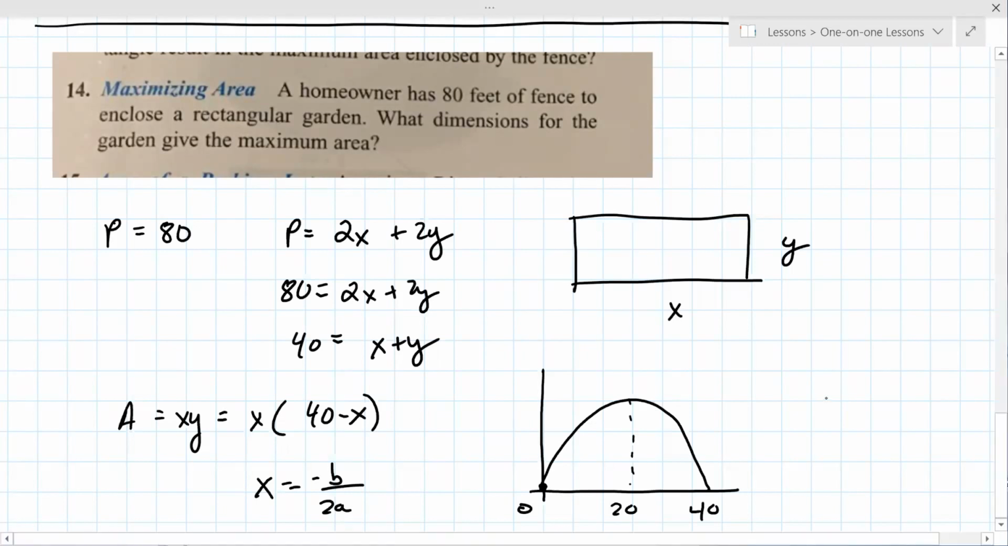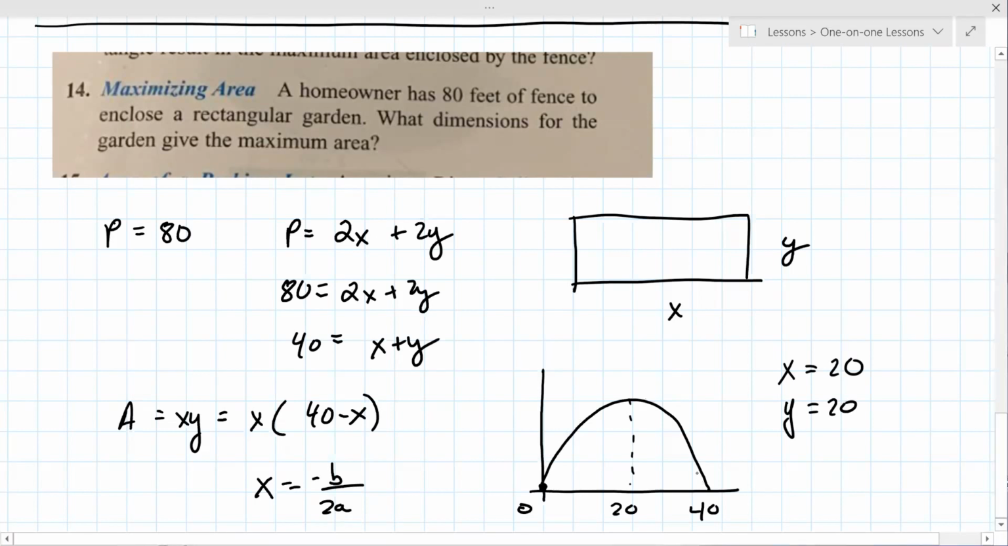So then we got 20 times 20, which is 40. We have 40 for y. So, no, that's not right. Yeah, I see. Never mind.